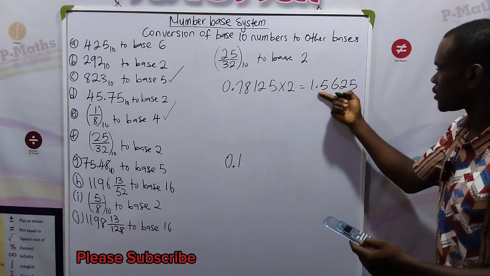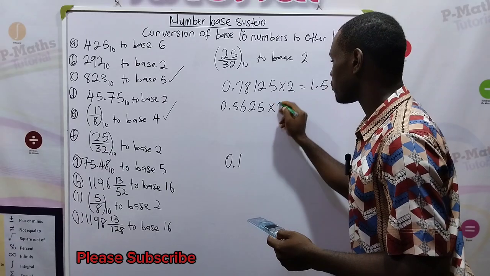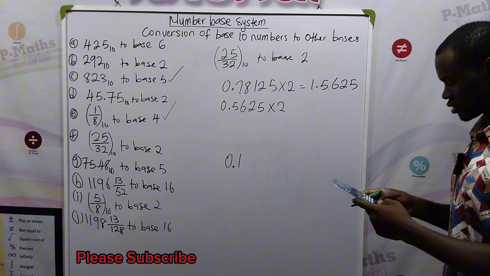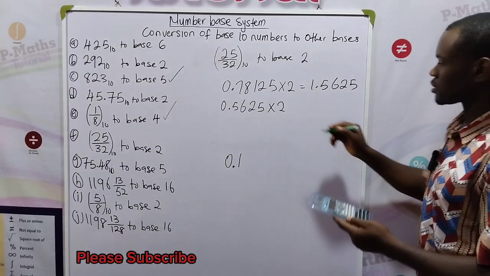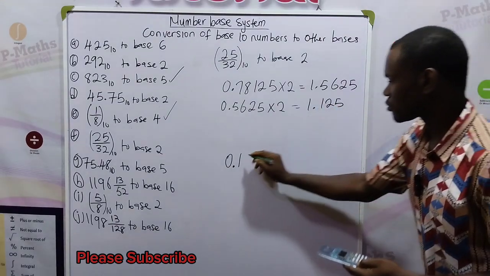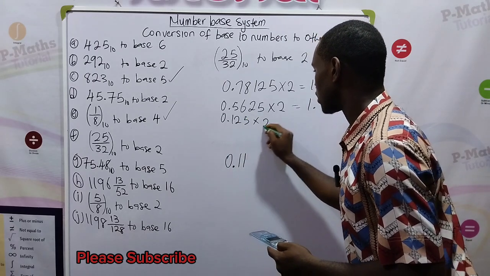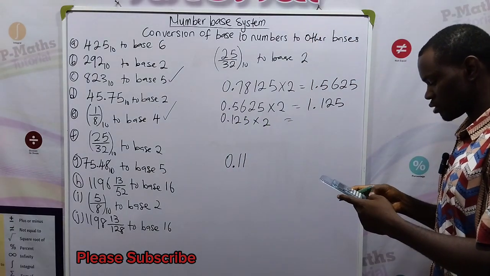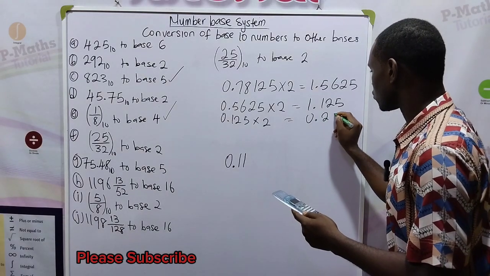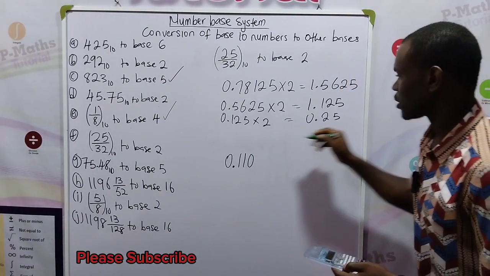That is 0.1. Take the decimal part. That is 0.5625 multiplied by the divisor again, or the base. So we have 0.5625 times 2. That is giving me 1.125. Take the whole number down and take the decimal, multiply again. 0.125 times 2. We have 0.25. So take the whole number part, which is 0. Take the decimal part and multiply again.